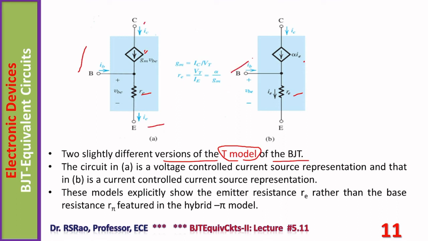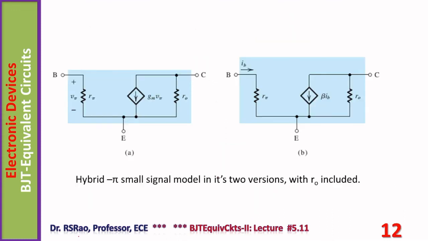Similarly, here also base, collector. The circuit in A is a voltage controlled current source representation, and that in B is a current controlled current source representation. These models explicitly show the emitter resistance Re rather than the base resistance R pi featured in the hybrid pi model.